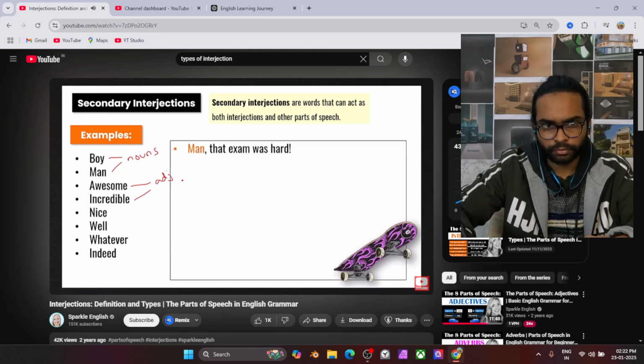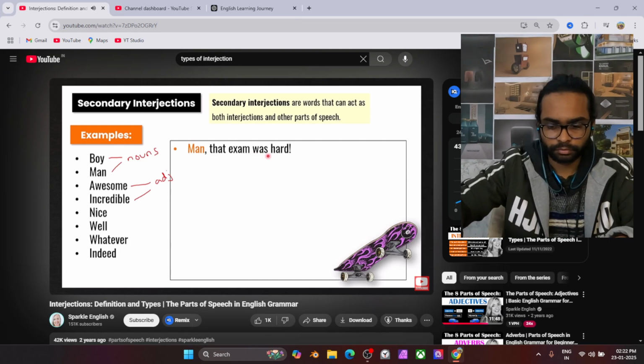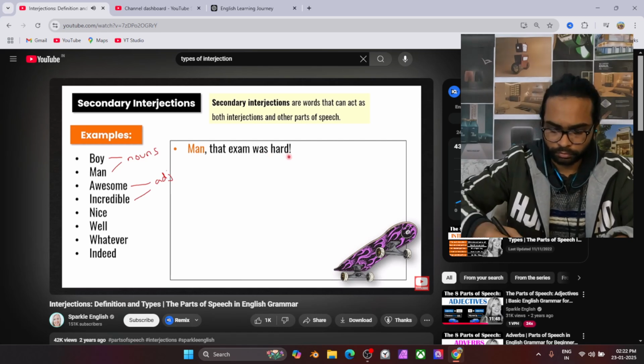For example, man, that exam was hard. In this sentence, I am not talking to a man necessarily, and I'm not trying to speak directly to him by saying man instead of his name. I am placing emphasis. It's an expression that we use to emphasize how hard the exam was. Instead of saying that exam was so hard, we say, man, that exam was hard.